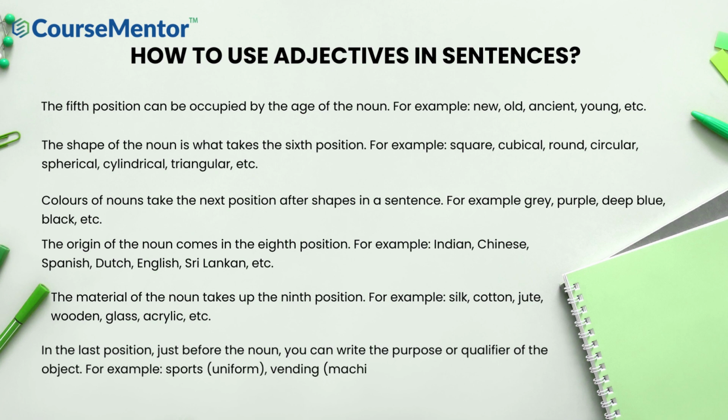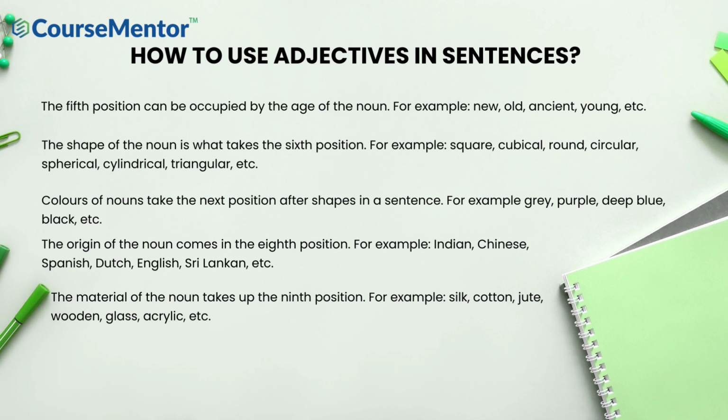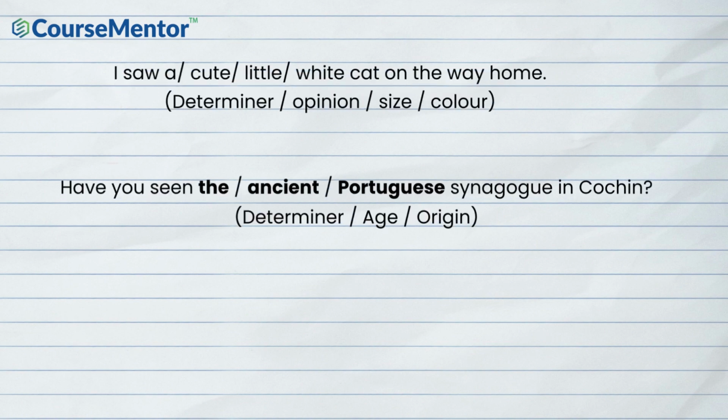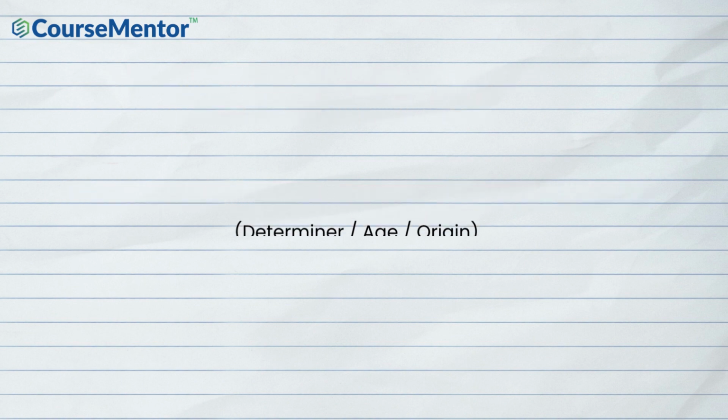The most important point that you should remember when using multiple adjectives is that the order has to be followed even if all types of adjectives are not used. Let's take a few examples. I saw a cute little white cat on the way home. A is determiner, cute is opinion, little is size, and white is color. Have you seen the ancient Portuguese synagogue in Cochin? The is determiner, ancient is age and Portuguese is origin.